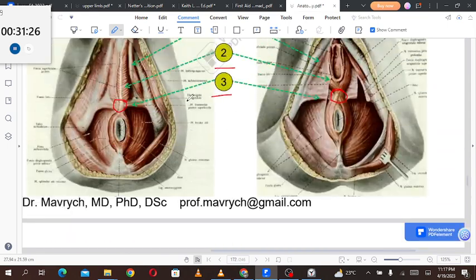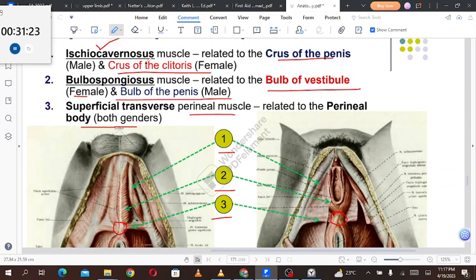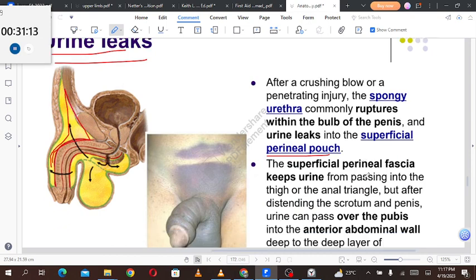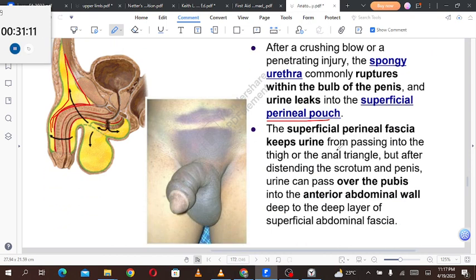So the superficial perineal pouch, which includes the ischio-cavernous muscle, the bulbospongiosus muscle, and the superficial transverse perineal muscle, the urine will start leaking into that area. So here you can see, I guess it is coming into this zone, like this is the superficial perineal pouch maybe. The superficial perineal fascia keeps the urine from passing into the thigh or the anal triangle, but after distending the scrotum and penis, the urine can pass over the pubis into the anterior abdominal wall deep to the deep layer of superficial abdominal fascia.